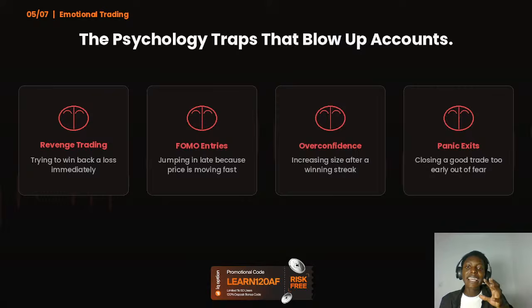But the difference isn't that profitable traders never feel these emotions. They do have these emotions because they are humans. Okay, we are all humans, so we have these feelings. But the difference is that they have rules to protect them from themselves, from their own emotions and their own impulses. Okay, but beginner traders have no rules. They have nothing to protect them from making these decisions. And so that is the difference.